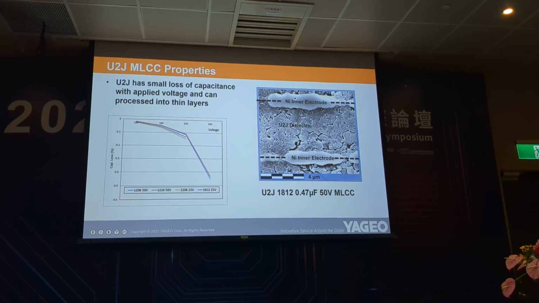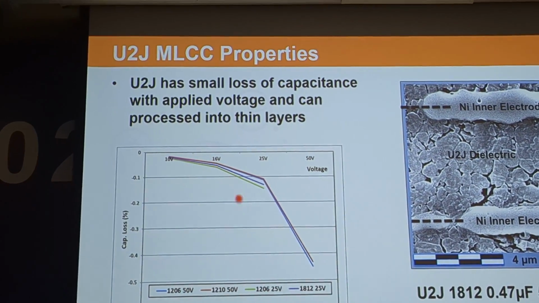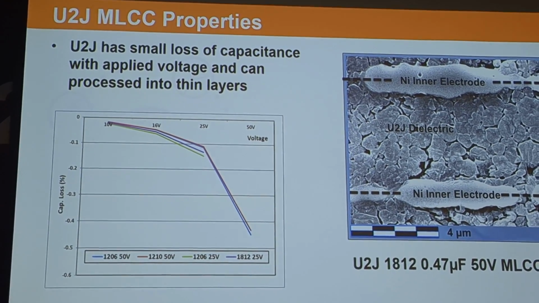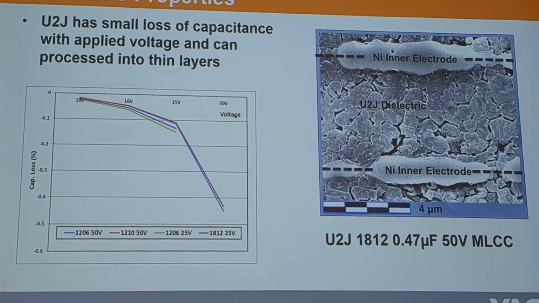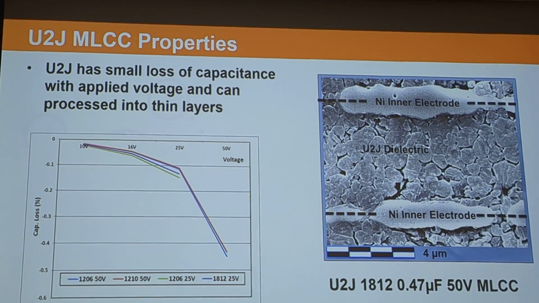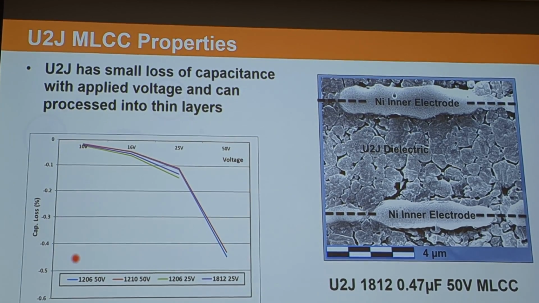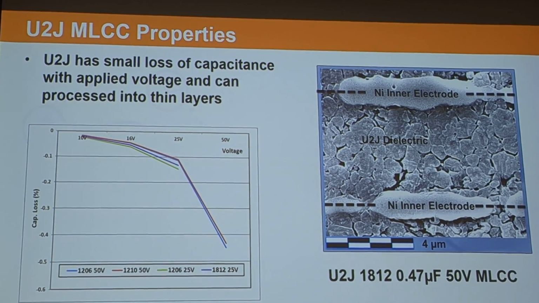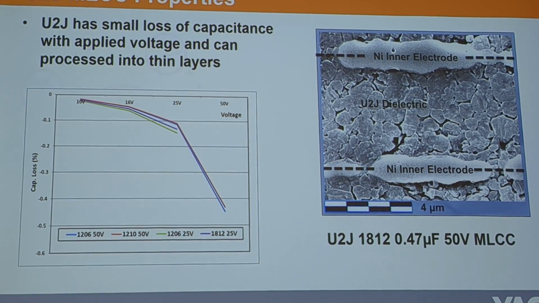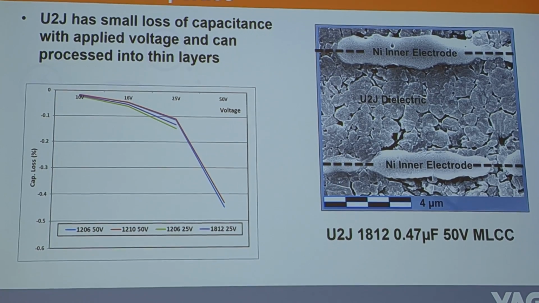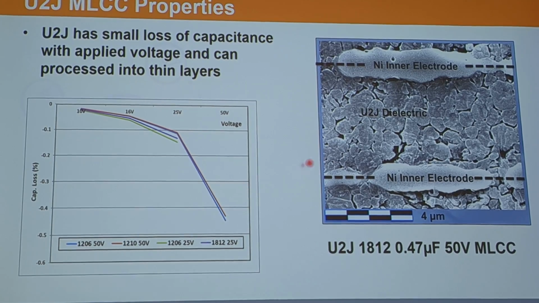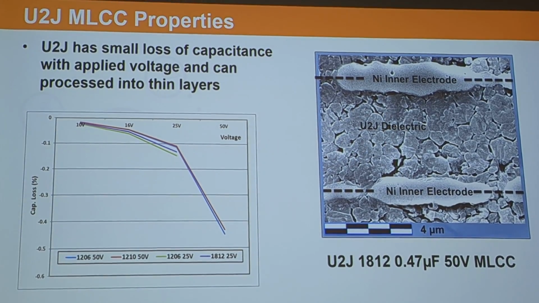And this plot shows the voltage dependence of the U2J dielectric. Even though the curve here looks pretty sharp, actually the capacitance drop versus the voltage applied is not that big. It's only 0.5% at 50 volt. And the right-hand side shows the microstructure with the nickel inner electrode and the grain size around 1 micrometer.